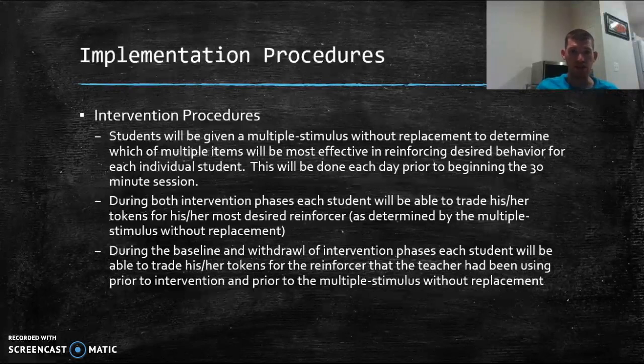During both intervention phases, each student will trade his or her tokens for his or her most desired reinforcer, as determined by the multiple stimulus without replacement. During the baseline and withdrawal of intervention phases, each student will be able to trade his or her tokens for the reinforcer that the teacher had been using prior to the intervention and prior to the multiple stimulus without replacement.